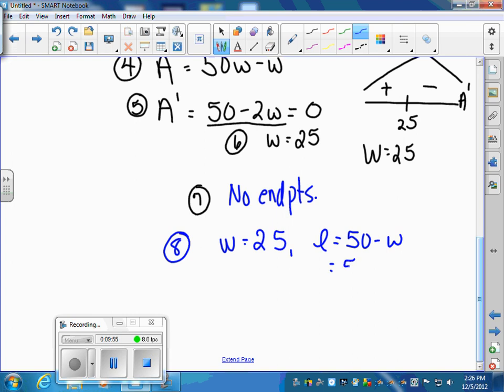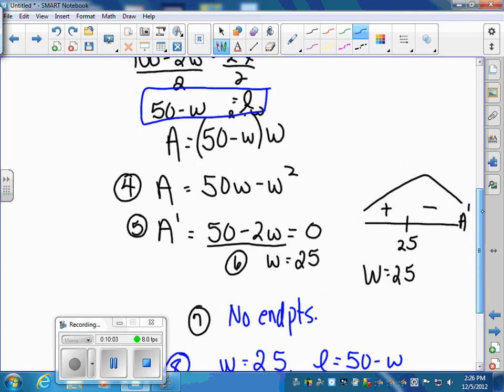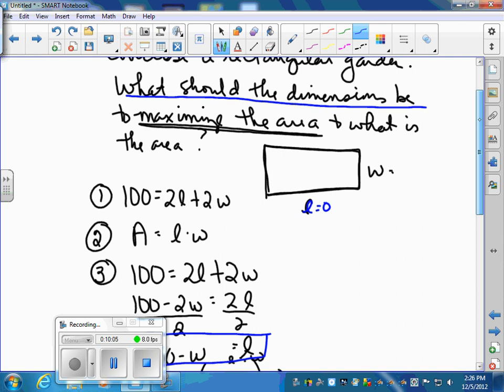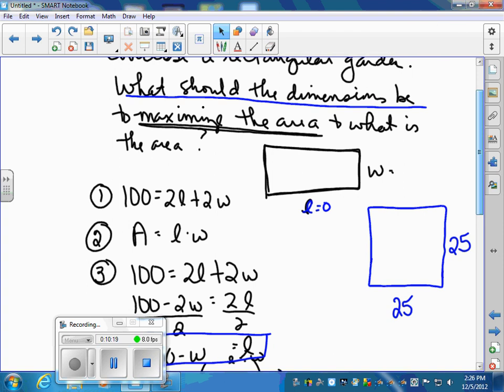So that would be 50 minus 25, which would make it 25. And the length would be 25. So if you look at it, in this case, your rectangle for your garden actually needs to be a square. By the way, a square is a rectangle. It just happens to be a special one where the length and the width are the same size. So then my rectangle needs to be a square that's 25 by 25.